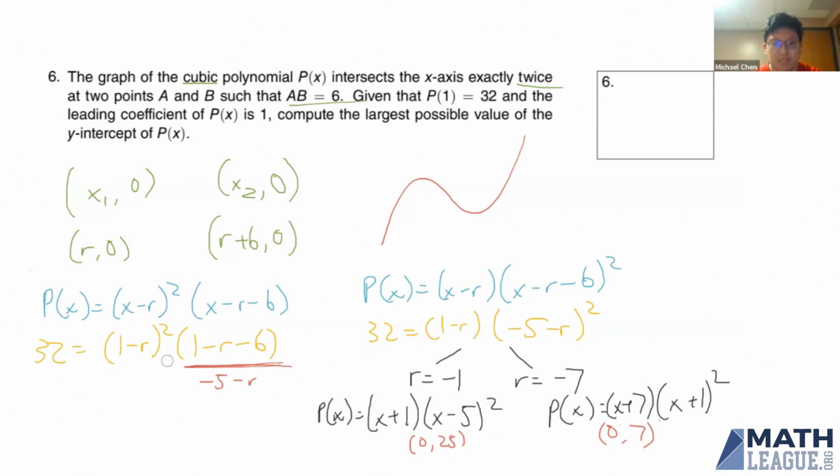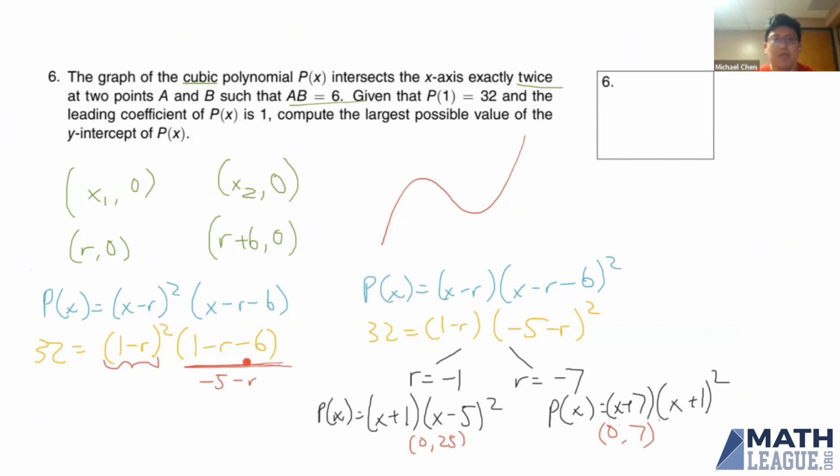However, this first term is always non-negative. And the second term, we can see that if r is less than negative 5, then the right-hand side is positive. And if r is greater than negative 5, then we end up getting a negative number. And that's not fun, right? But how does that help us? Well, that means that we know that the root is going to be between negative 5 and negative 6.